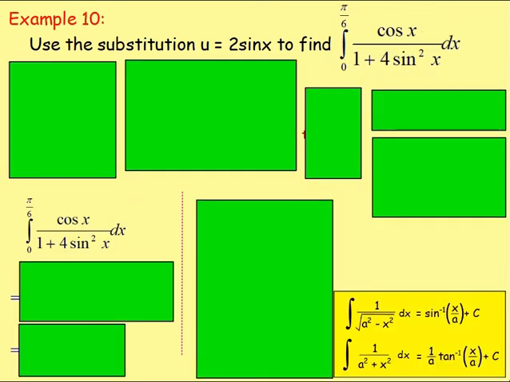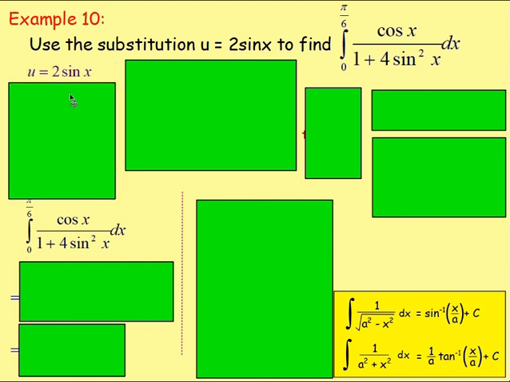Example 10. Use the substitution u equals 2 sine x to find the integral of cos x over 1 plus 4 sine squared x. Again, we are given this substitution. We are told that the substitution is u equals 2 sine x. We need to then rewrite all of this in terms of u.